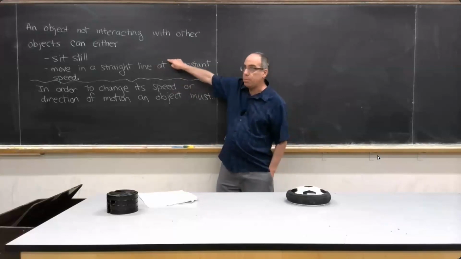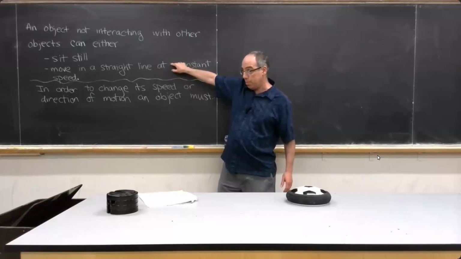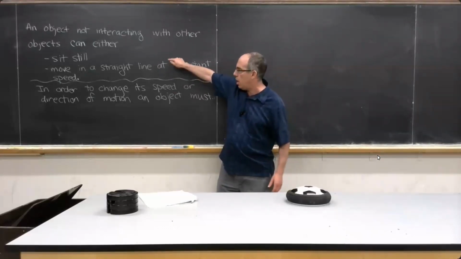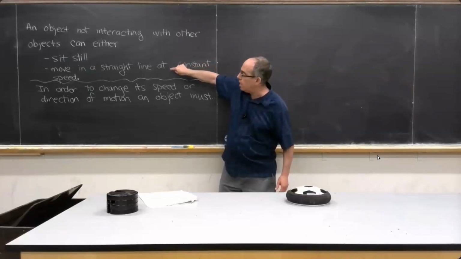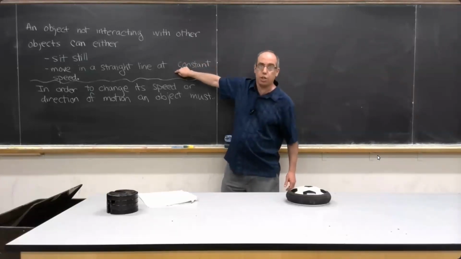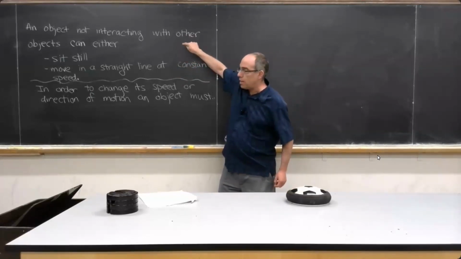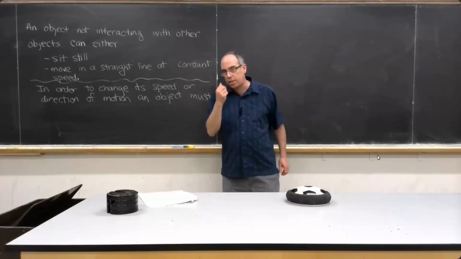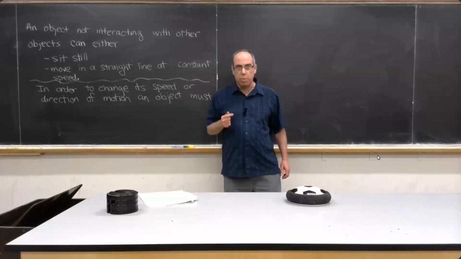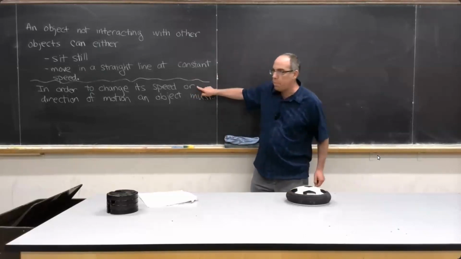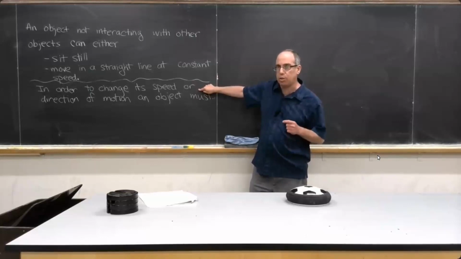Okay? If an object is doing one of these two things, is it changing its direction of motion, like turning left or right? Well, an object sitting still is not changing its direction of motion. An object moving in a straight line at constant speed is not changing its direction of motion. Okay? So an object not interacting with other objects cannot change its speed, and it cannot change its direction of motion. So what must need to happen in order for an object to change its speed or direction of motion?